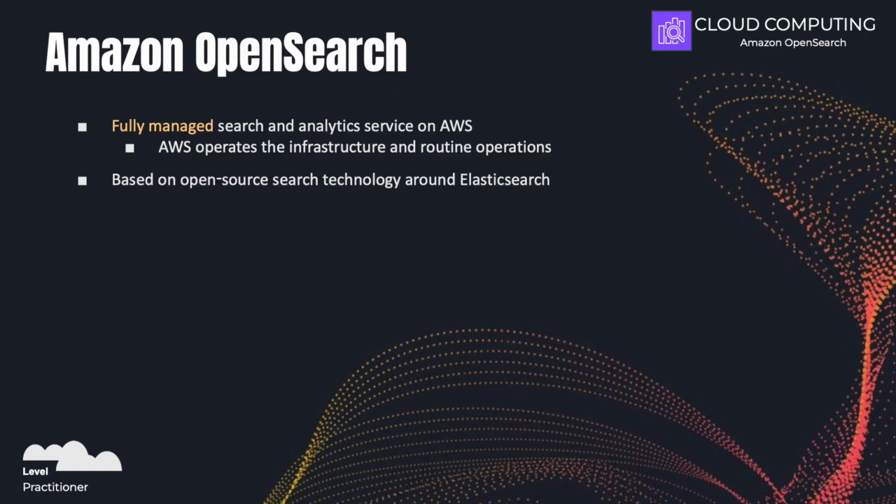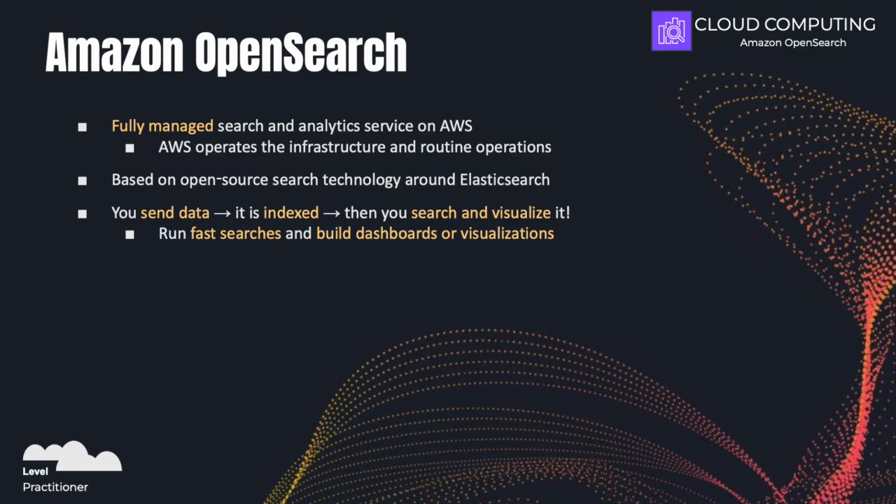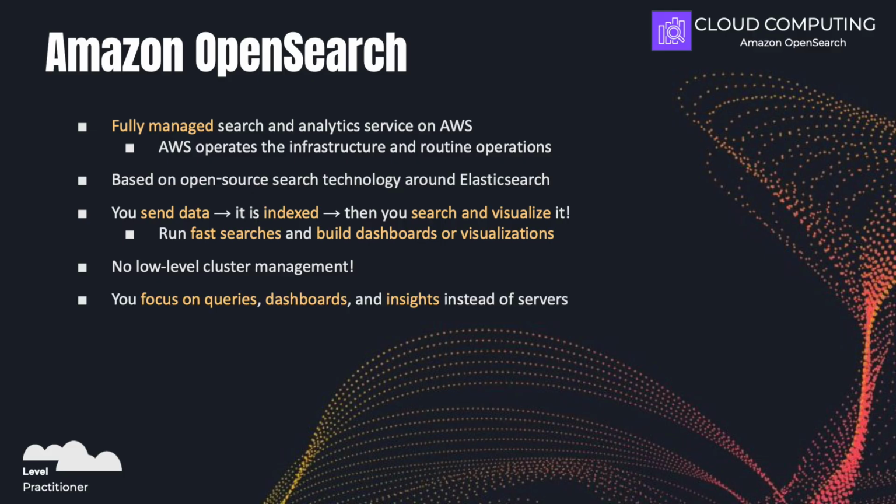Fully managed means AWS takes care of the infrastructure and the routine operations, so you can focus on your data and how you use it. At a high level, you send data into OpenSearch service, it indexes that data, and then you can run fast searches and build visualizations on top of it. AWS provisions and manages the hardware, sets up the OpenSearch and Elasticsearch compatible cluster, installs the updates, and replaces failed nodes behind the scenes. You don't need to log into servers or deal with any kind of low-level cluster management.